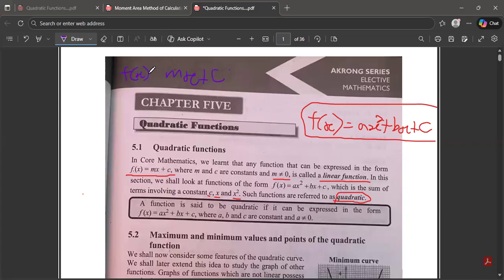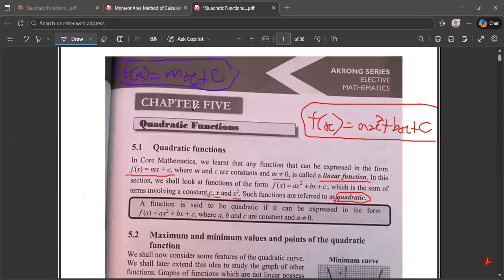This function, you call it a what? A linear function. I think I just taught you, I said it some time ago. So the one in the blue pen is a linear function, and the one in the red pen that is circled is a quadratic function. These are the two differences I want you to know.